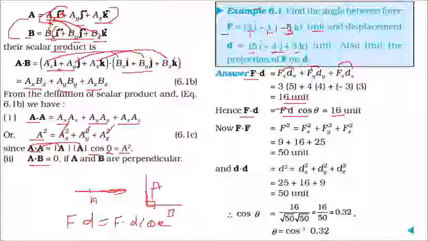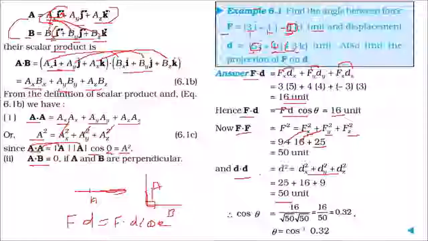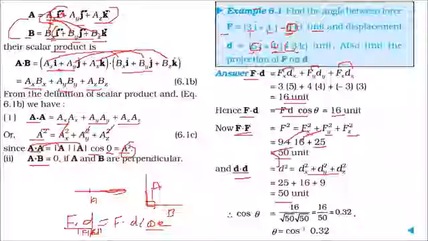But F dot F means F square, Fx square plus Fy square plus Fz square, which is 9 plus Fy square, that is 16, plus 25 if you consider this to be 5. In a similar manner, D dot D is 5 square plus 4 square plus 3 square. So what is cos theta? If you want to find cos theta, it will be F dot D divided by the magnitude of F and the magnitude of D. F square gives you 50, so F is under root 50. Similarly, D square gives D as under root 50. And F dot D we have just found out as 16. So 16 by under root 50, you get some 0.32, and just take cos inverse here, you get theta.